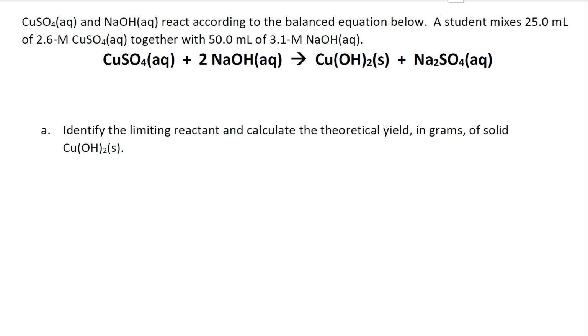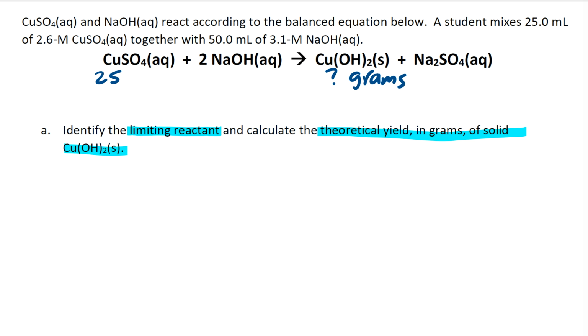All right, so in this problem, they want us to identify the limiting reactant, and they want the theoretical yield in grams of the solid copper hydroxide. So we want grams of copper hydroxide there. All right, so I'm just going to take the information in the problem and write the quantities underneath each reactant so I have a better visual of what's going on here.